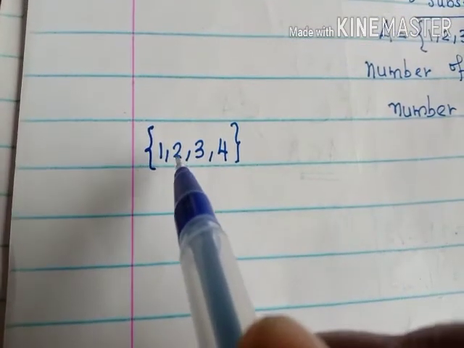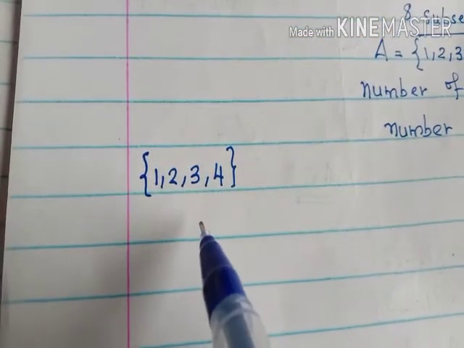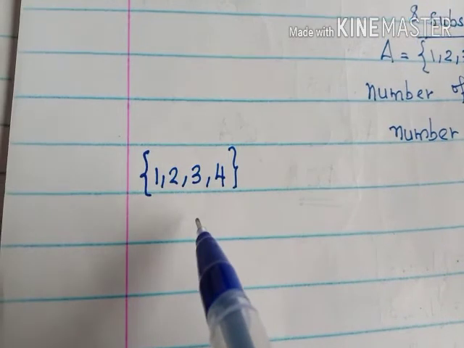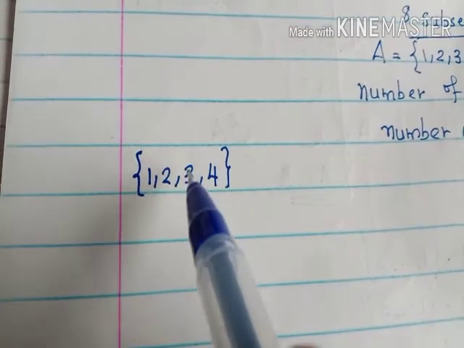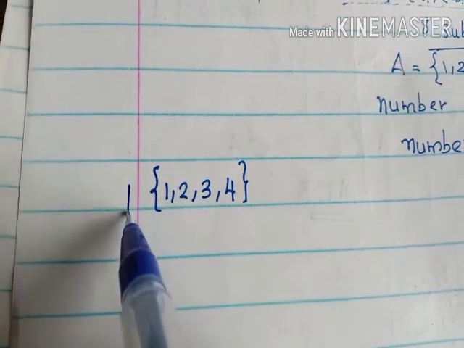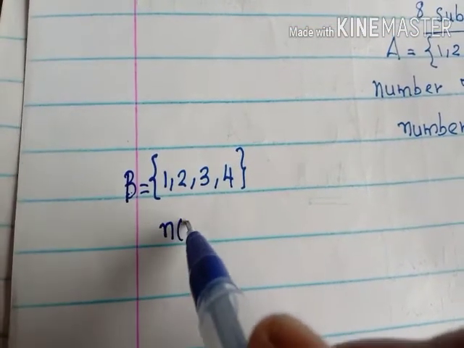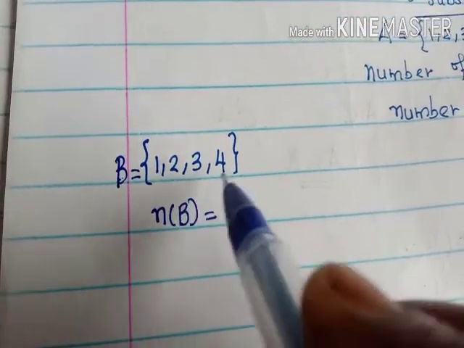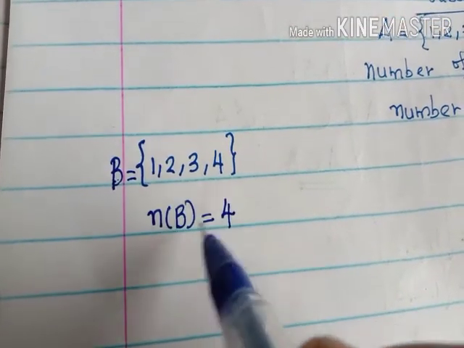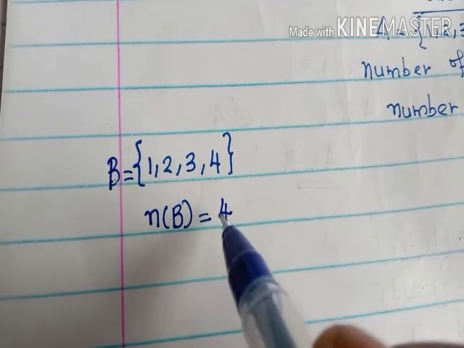See the set 1, 2, 3, 4. We are going to write its subsets. So here, the number of elements in this set, suppose it is set B. So the number of elements in the set B, or n of B. How many elements are there? 4 elements. So the number of elements in the set is equal to 4.